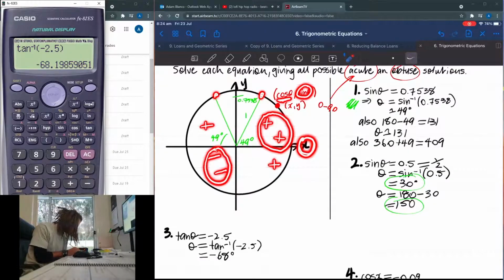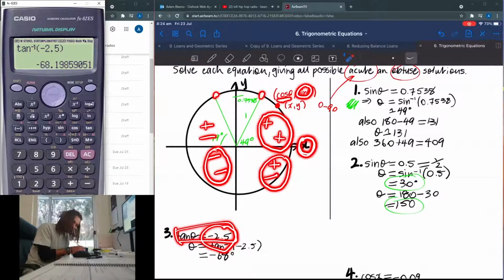Now, I want to know when tan is negative because I've got this negative solution. So that's going to happen when I've got a plus and a minus. So that's why my solution was down here. It's given me this. Your calculator likes to give you the acute angle, but the acute angle doesn't exist up here because tan is positive there. So what it's giving you is the next best thing, which is down here.